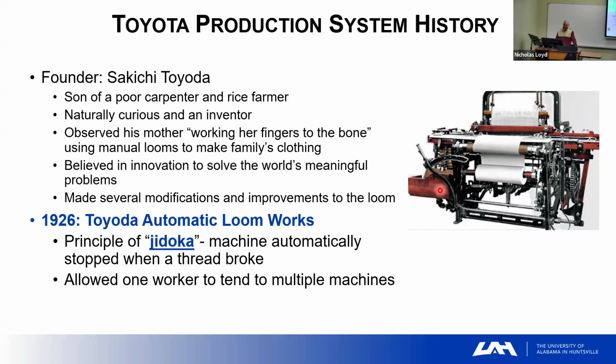So prior to that, if this machine was weaving fabric, if a thread broke, the machine would keep running. It would damage the fabric. It could actually possibly damage the machine. And so one person, even though it was automatic, would have to babysit the machine in case it broke so they could stop it. But he developed a mechanism that if a thread broke, the machine would stop on its own and prevent further damage. The Japanese term for that is jidoka, which is basically building in quality, stopping the process so the process doesn't cause problems.